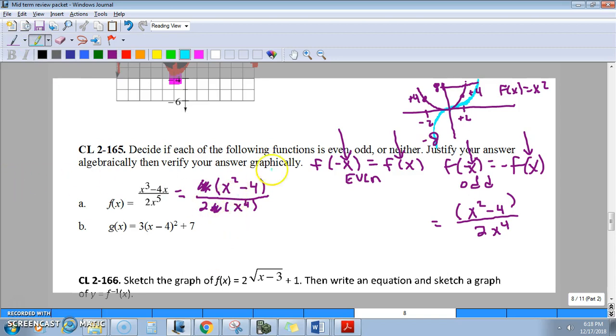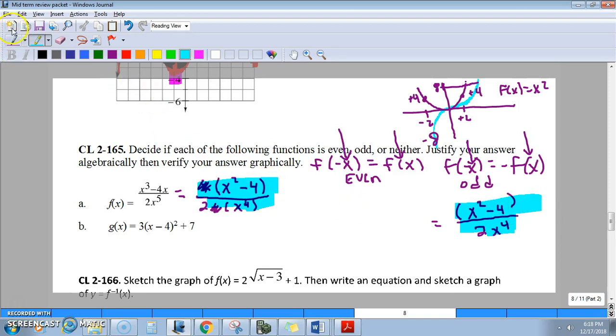If I had just simplified the original, I get the same as if I simplified with a negative number. So it's even, and that's justified. Like all of that math justified it. And then you can just put it in the calculator and check it graphically. You could just do that graphically.